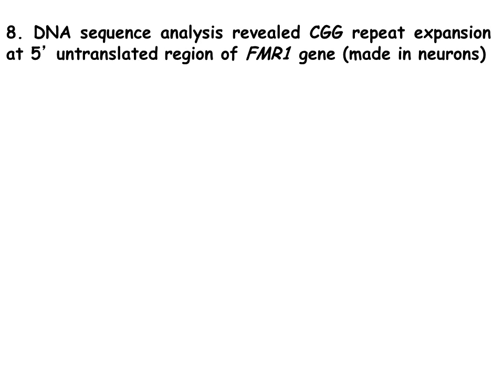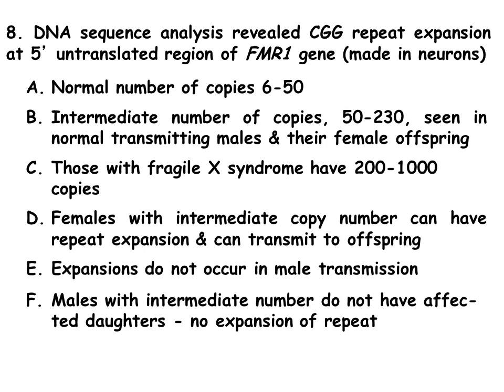Fragile X is another repeat expansion type disorder. In this case, it's in the 5' region before the start of the gene, and this gene is known as FMR1. And it's a gene that's made in neurons. And in this case, the repeat is not CTG, but CGG. Anyway, normal, you have anywhere from 6 to 50 copies. If you have an intermediate number of copies, 50 to 230, this is what you'll see in normal transmitting males. They'll transmit it to their female offspring. Those who have Fragile X syndrome have anywhere from 200 to 1,000 copies.